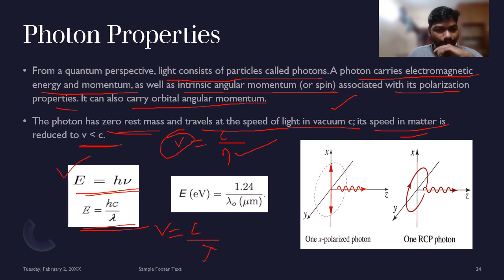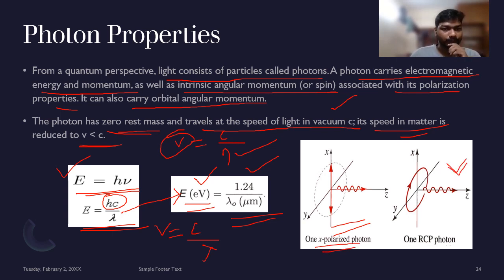We should remember this. The photon energy E in electron volts, if you simplify this, is given by 1.24 divided by lambda in micrometers. In this figure, we can see the polarization of these photons: this is the X polarized photon and this is the RCP, right-handed circularly polarized photon. So these are basically the photon properties.